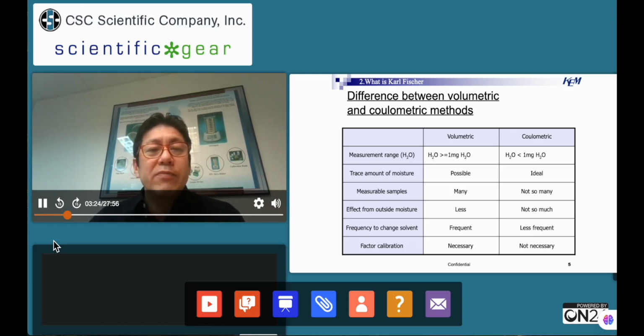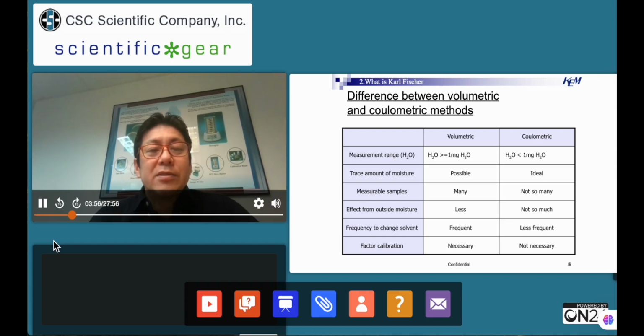An exception means that even if the water content is less than 1 milligram H2O, sometimes we recommend using volumetric Karl Fischer. It depends, because this is very important information. I mean, sometimes by using the volumetric method, there are many ways to get good accuracy. But in the case of coulometric, there are not so many ways.